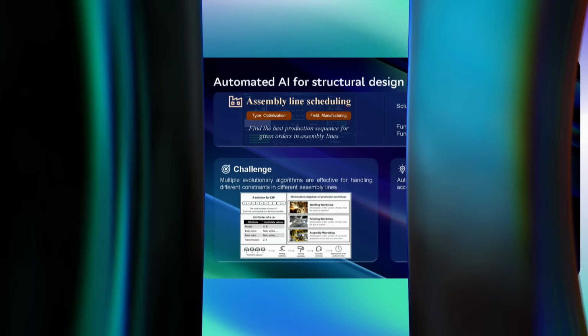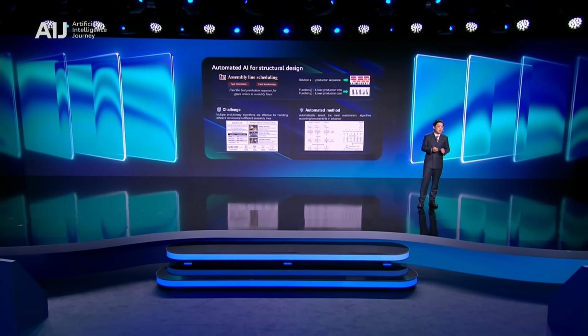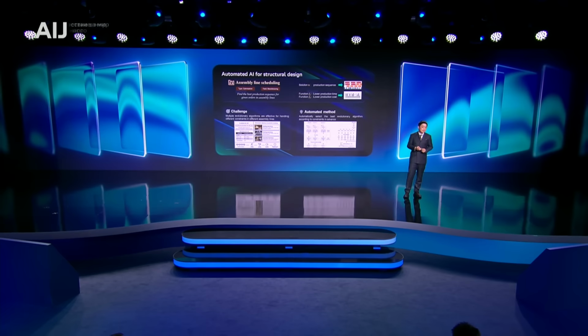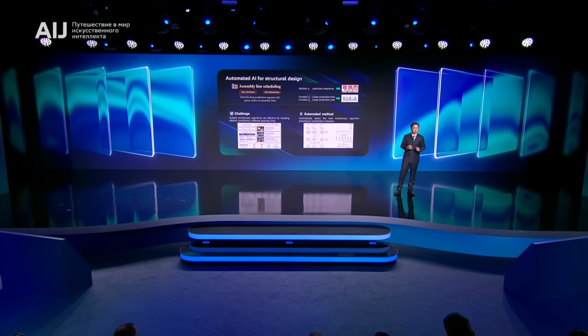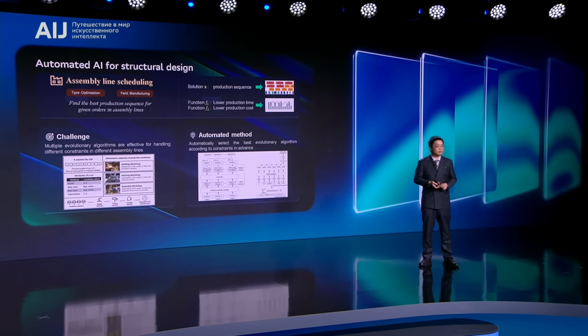The fourth problem is assembly line scheduling. This problem aims to find the best production sequence for given orders in assembly lines. It is an important optimization problem in the field of manufacturing, where the solution can be a production sequence and the objective functions can include the lower production time and the lower production cost.